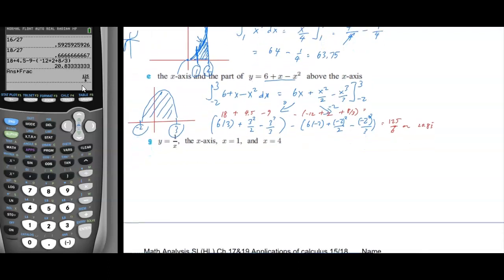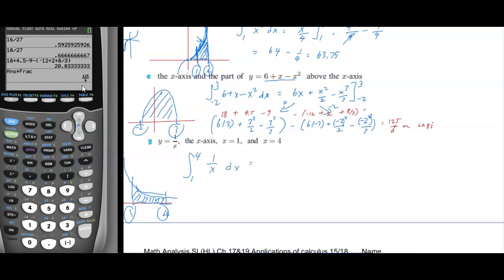Let's do G. So G, we know what 1 over x looks like. We don't need to graph that. Remember 1 over x is the rational function. We had that in chapter 2. All right, and then so 1 over x, x-axis, the bottom, x equals 1 right there, x equals 4 right there. So it's like this area right here. How do we do that with an integral? We do an integral from 1 through 4. We put the top function, which is 1 over x, inside, and then we just finish off with dx.